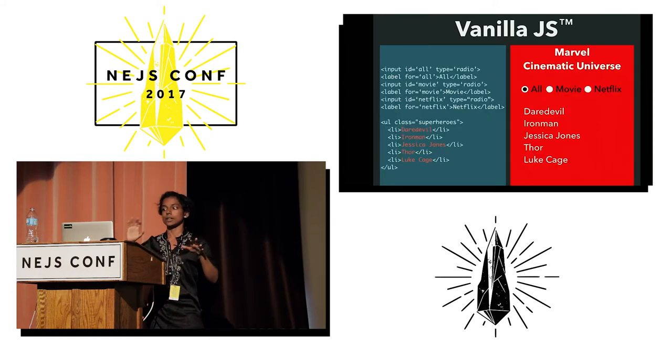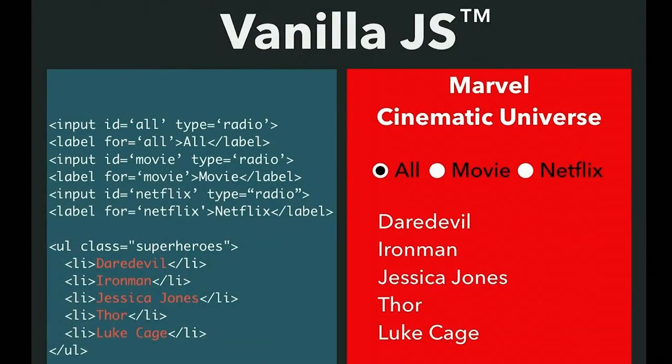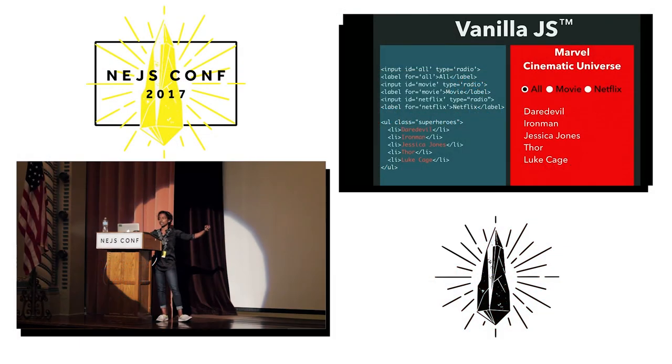So you can filter them using very basic input radio buttons, where "all" corresponds to all superheroes, and "movie" corresponds to only those that are in movies. So if you're familiar, it's Iron Man, Thor, really. And then the other three are from Netflix series. So we associate those input elements to those specific superheroes.